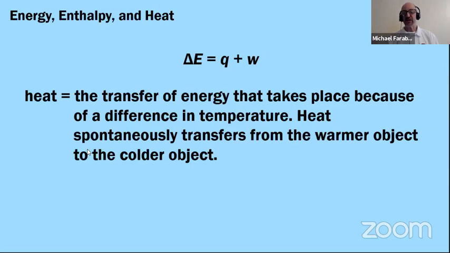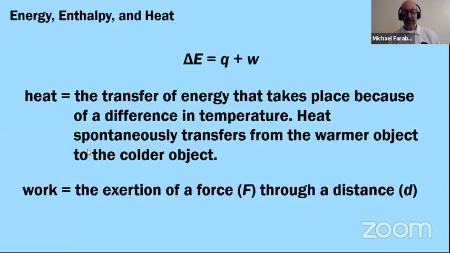So if you touch, let's say, something hot on the stove, then the energy is transferred from the stove to your hand. But if you're holding an ice cube, and the ice cube starts to melt, now the heat is being transferred from your hand to the colder ice cube.